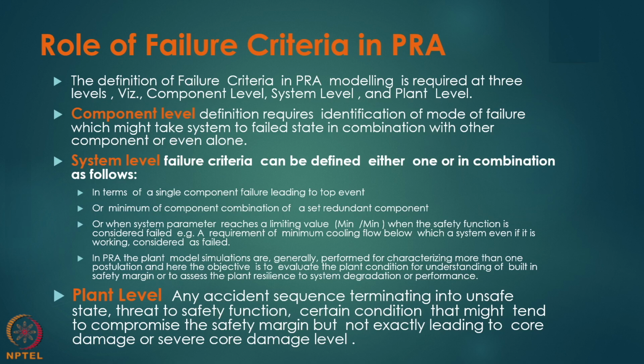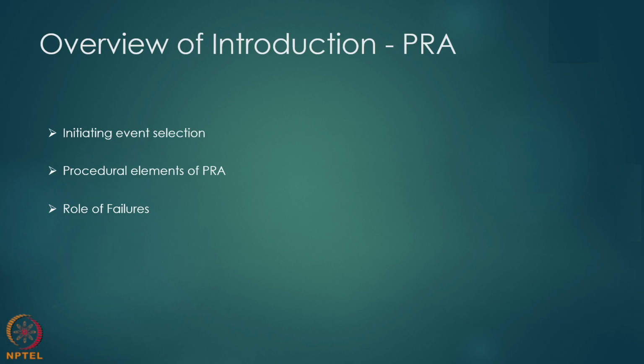And then at the end of the PRA modeling, we have to do a sensitivity analysis: what kind of failure, mode of failure, type of failure, number of failures, and what forms the core risk module of the plant. And then system level failure, as I told you, requires minimum component channels, and so on, up to plant level. So we started from component level, system level and plant level. Now we have the failure criteria with us, and these have to be documented, because against these criteria we demonstrate the plant safety. So in this lecture we have discussed initiating event selection, procedural elements of PRA, and the role of failures.